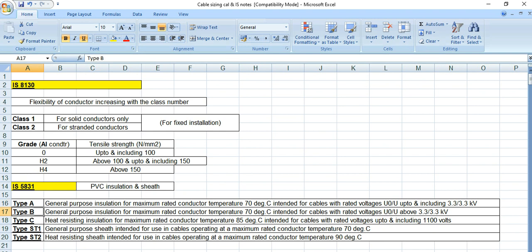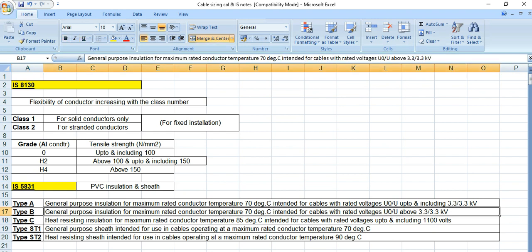Next comes type C. Type C is heat resisting insulation for maximum rated conductor temperature of 85 degrees centigrade. In case of type A and B it was 70 degrees centigrade, and in case of type C the temperature is 85 degrees centigrade, intended for cables of rated voltage up to and including 1100 volts. So this is for low voltage power cables. This is also denoted by HRPVC, that means heat resisting type, intended for use up to conductor temperature of 85 degrees centigrade. This is type C.